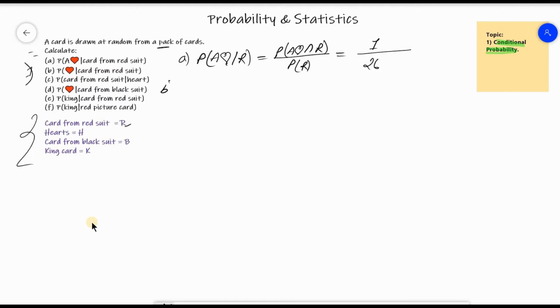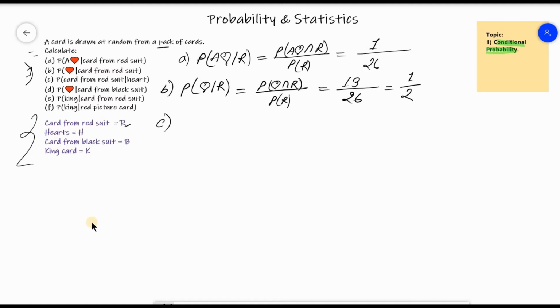Now let us move on to number B. In number B, we are asked to find out the probability of a heart given that the card is from red suit. So we can use the same formula here. Probability of heart intersection red suit, it means probability of heart and red, divided by probability of red suit. So in total for red suit we have 13 hearts and 13 diamonds, so total 26, and out of those 26 red suit cards we will have 13 cards that are hearts. So this one is 13 over 26, which is 1 over 2.